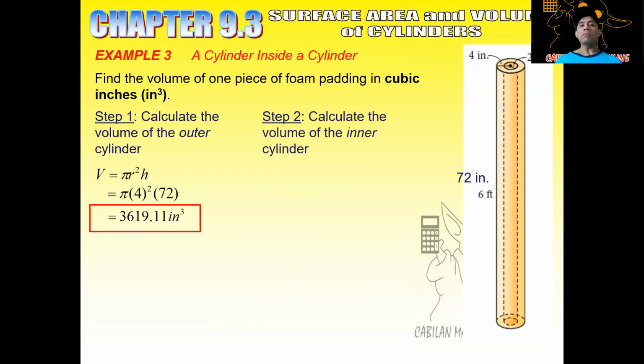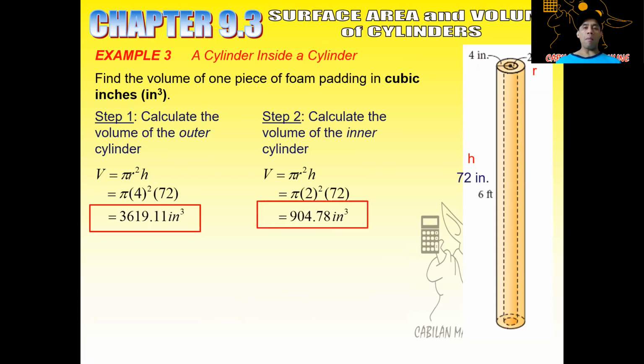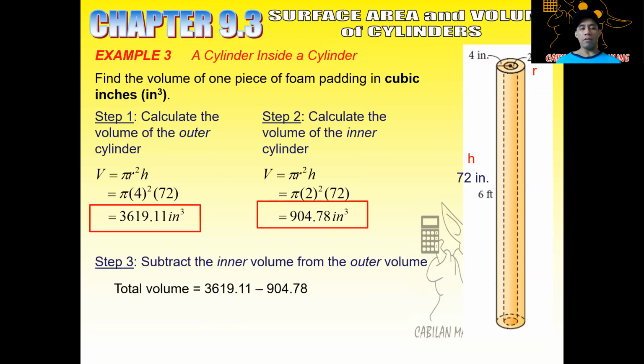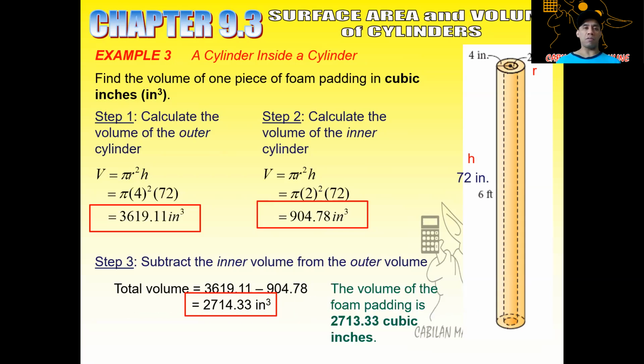Step number two, we're now going to find the volume of the smaller, thinner tube, which is inside. For this one, the only difference is the radius is 2. However, the height is the same. When you put the numbers in, we wind up getting that. Now remember that the inner cylinder is going to be removed, so we're going to remove it from the outer cylinder. The volume of the tube itself is going to be 2,714.33 cubic inches.